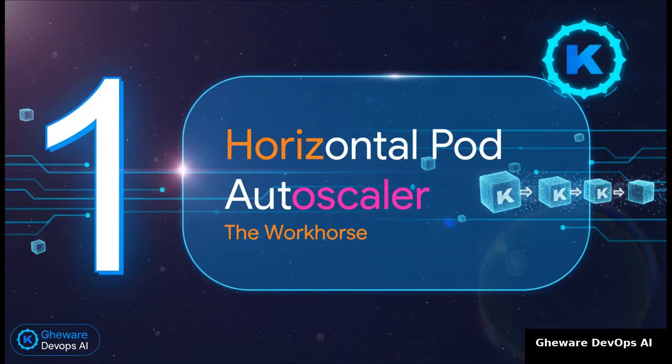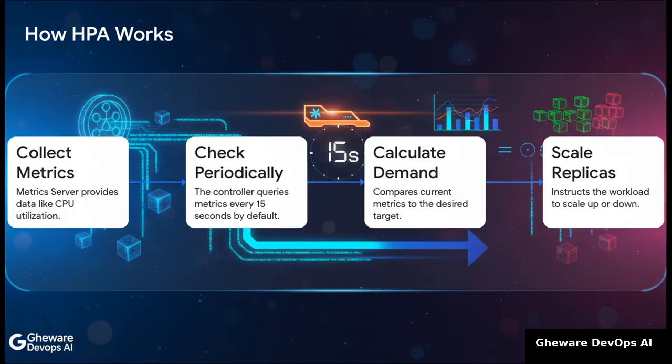All right, let's start with the big one, the one you're going to use like 90% of the time, the Horizontal Pod Autoscaler. Think of this as your frontline defense against those sudden traffic spikes. So, how does this thing actually work? Well, it's a really simple and kind of elegant control loop.